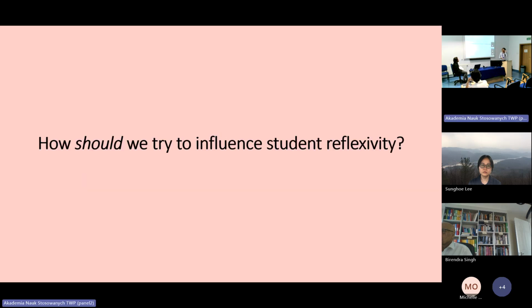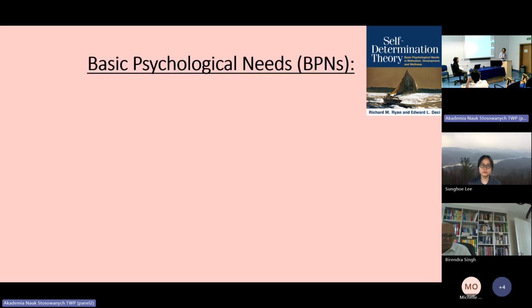So, sticking with that question then of how should we influence student reflexivity? There's another part of self-determination theory that I think gives us some clues about how, at least in higher education, we should try and influence student reflexivity. In short, the idea I'm putting forward is that we should be trying to influence students' reflexivity in ways that support their basic psychological needs. So it's 3 more key concepts to give you here, and as I said, these come from self-determination theory.